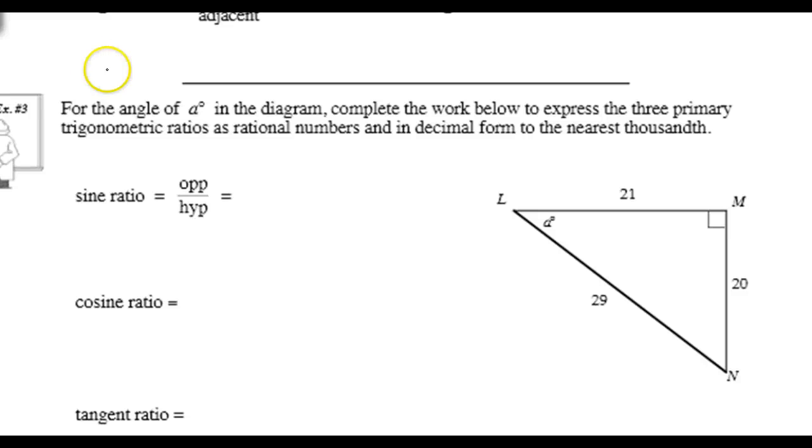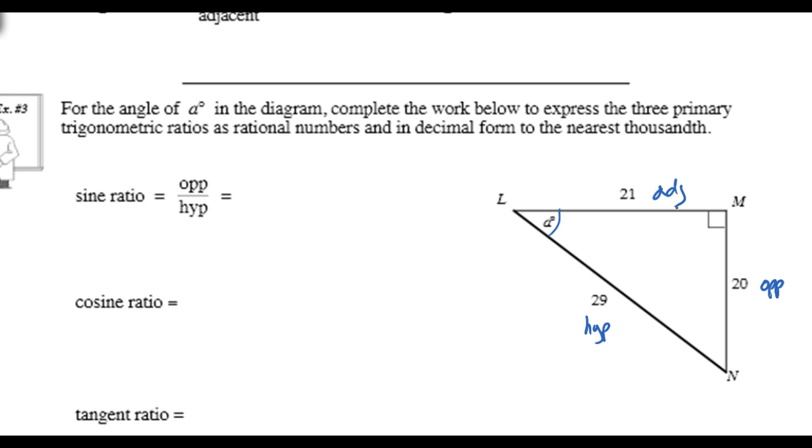It says for the angle A, which is right over here in the diagram, complete the work below to express the three primary trigonometric ratios, so sine, cosine, and tan, as rational numbers and in decimal form to the nearest thousandth. Again, you're not going to get this abbreviation, so you're going to have to memorize all these ratios. The sine ratio is the opposite side over the hypotenuse, in relationship to the angle. So let's label these three sides first. This one is the hypotenuse, this one is the opposite, and this one is the adjacent.